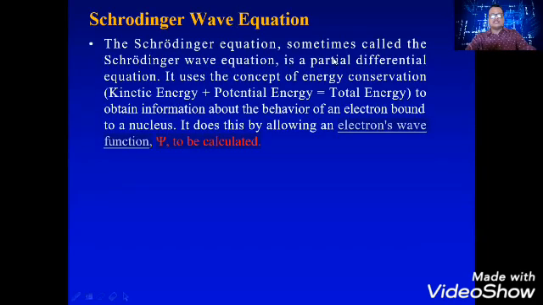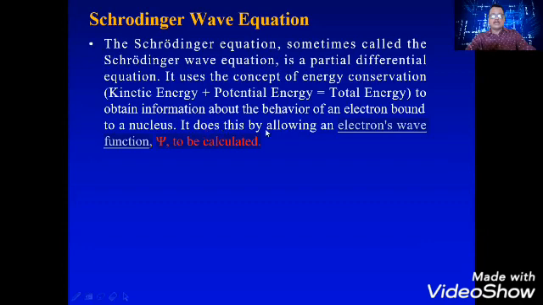The Schrodinger equation, sometimes called the Schrodinger wave equation, is a partial differential equation. It uses the concept of energy conservation, that is, kinetic energy plus potential energy is total energy, to obtain information about the behavior of an electron bound to the nucleus.